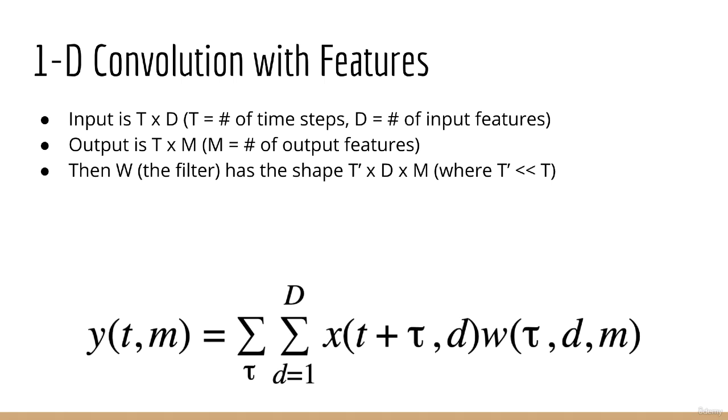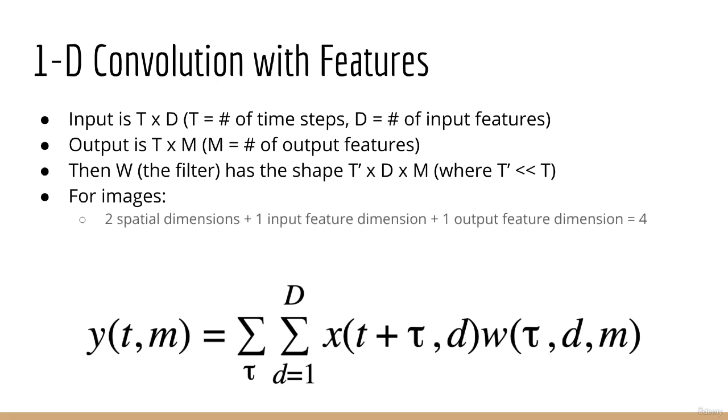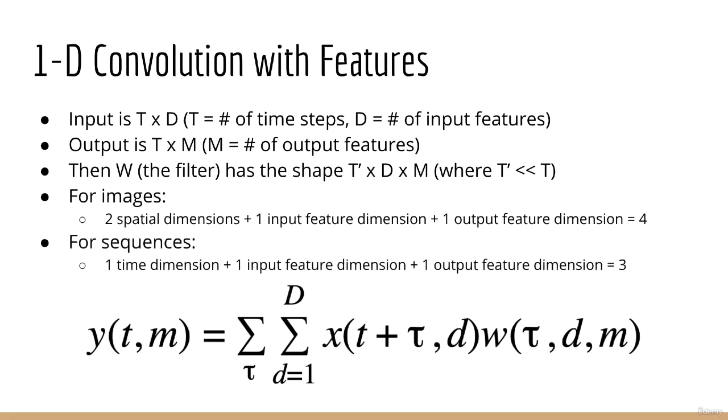This is just like convolution with images. For a two-dimensional convolution, we have two spatial dimensions, plus one dimension for the input features, plus one dimension for the output features. So that's 4 dimensions in total. For a one-dimensional convolution, we have one time dimension, plus one dimension for the input features, plus one dimension for the output features. So that's 3 dimensions in total.